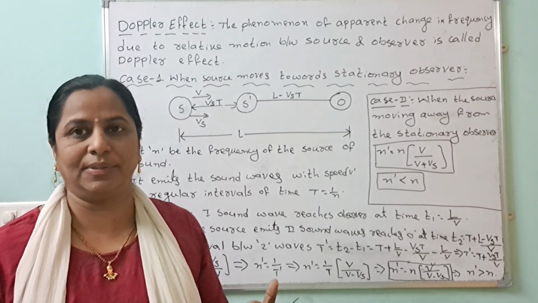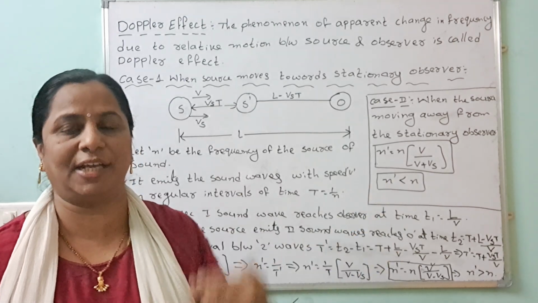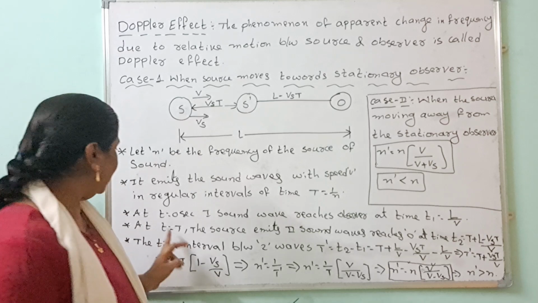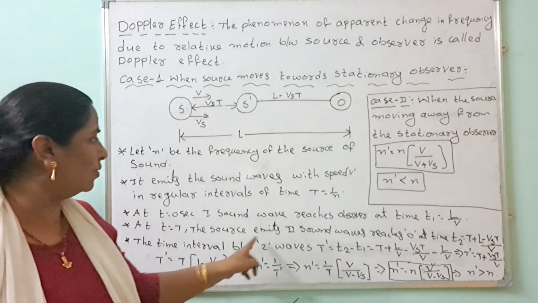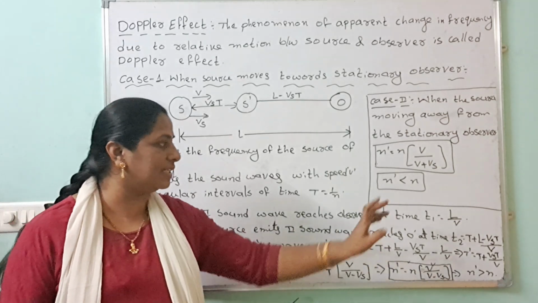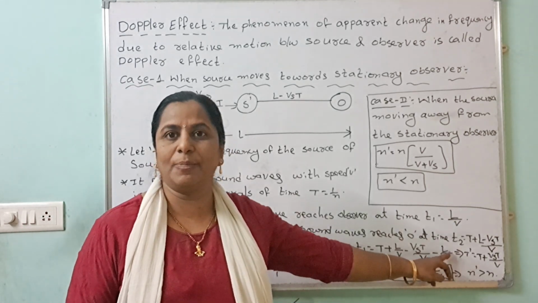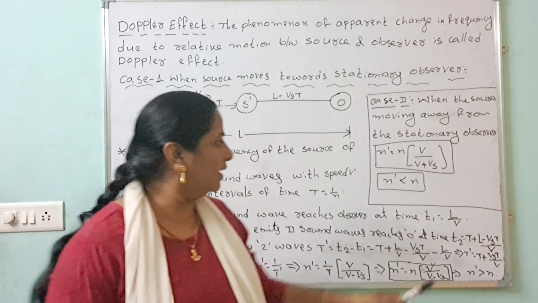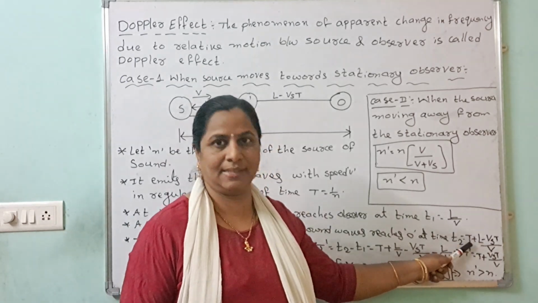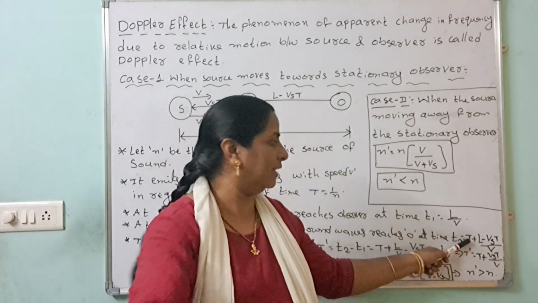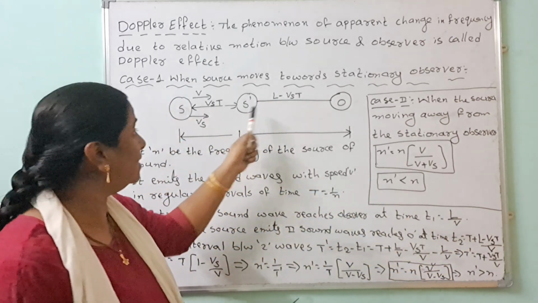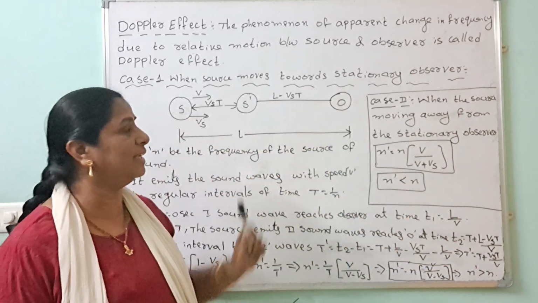Now we have to go through the second sound wave, at what time it will reach. So at t equals t seconds, the source emits the second sound wave, which reaches the observer at t2. See, this point is very important. Here t2 equals t plus. We are moving from S to S dash, t plus, and now the present distance is how much? L minus Vs into T.